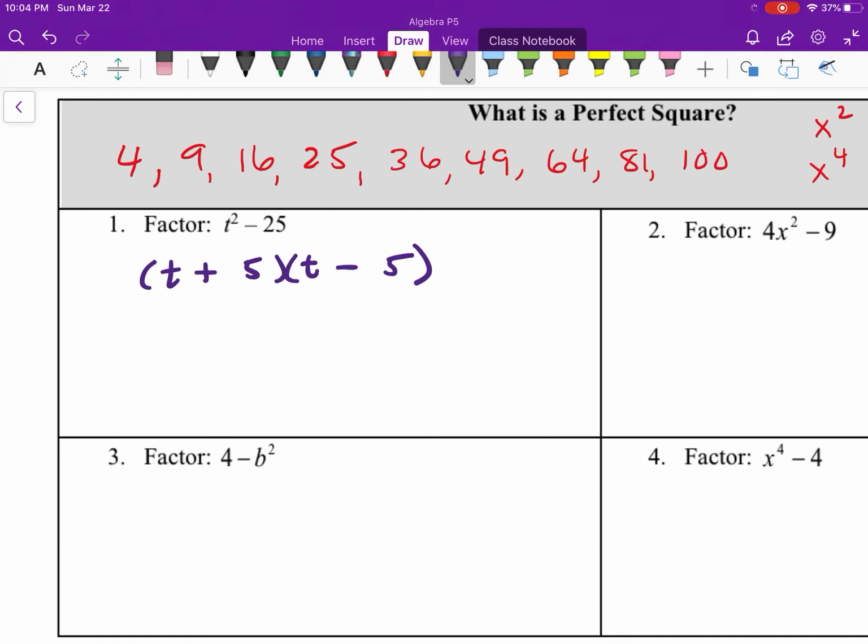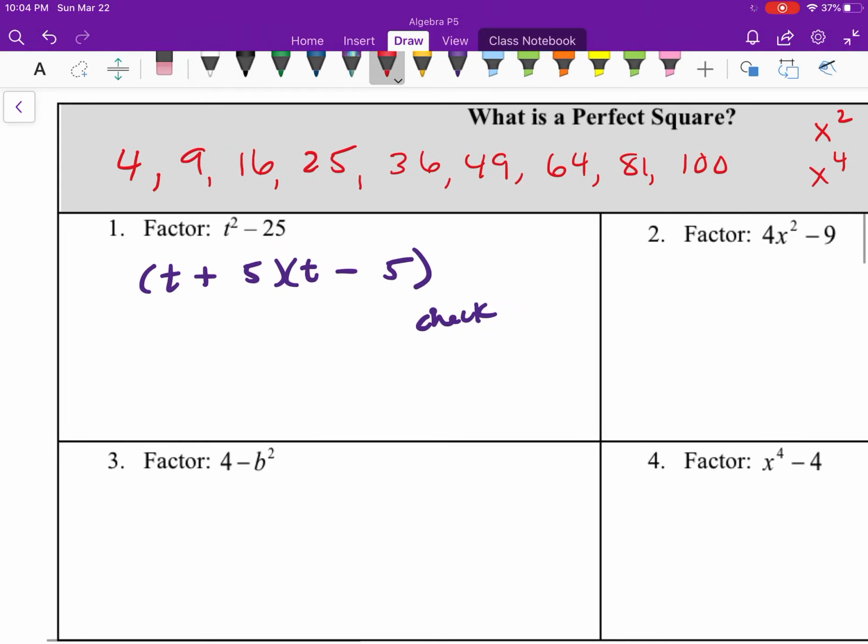So you might say to yourself, well, how can I check that? Well, you can use the box method, if you feel like checking yourself, and you want to use the box method, we'll put the t plus 5 across the top, and we'll put the t minus 5 down the side, and we'll multiply. What's t times t?